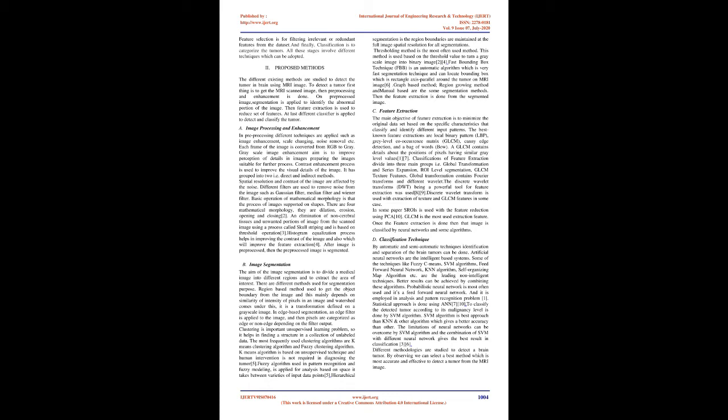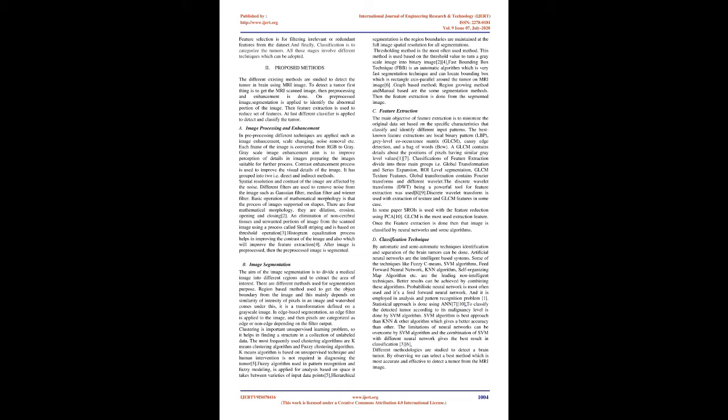Then the feature extraction is done from the segmented image. C. Feature extraction. The main objective of feature extraction is to minimize the original data set based on specific characteristics that classify and identify different input patterns. The best-known feature extraction methods are local binary pattern, LBP, gray level co-occurrence matrix, GLCM, Canny edge detection, and bag of words, BOW. A GLCM contains details about the positions of pixels having similar gray level values.